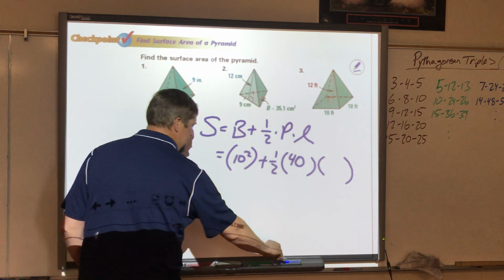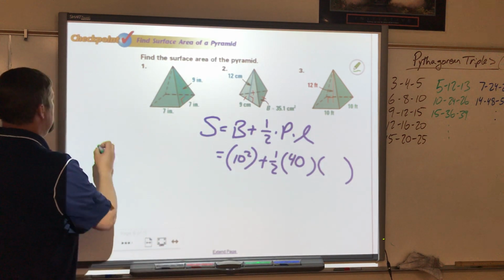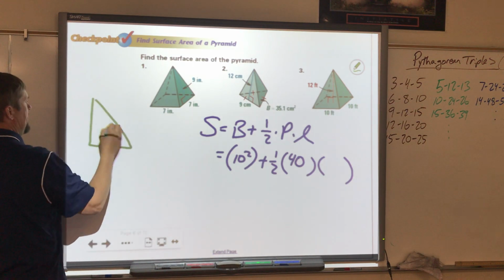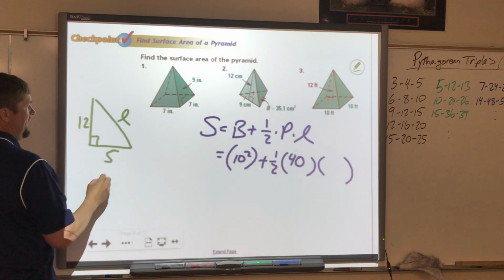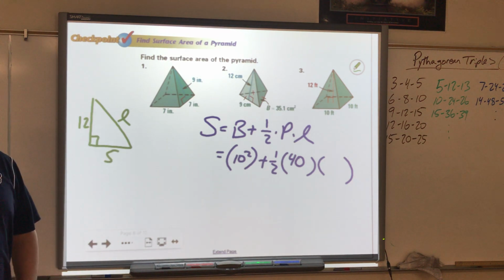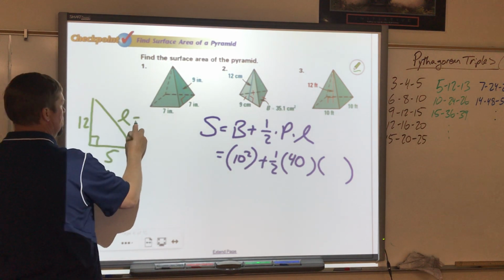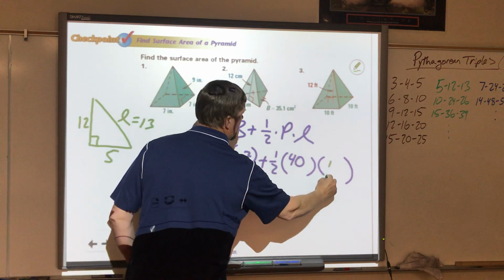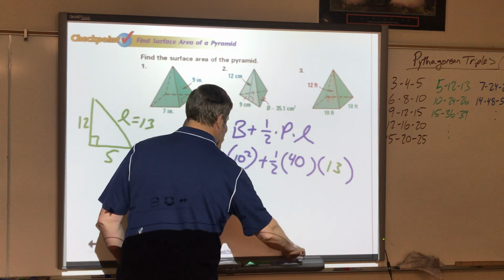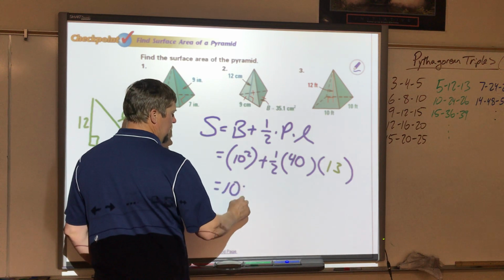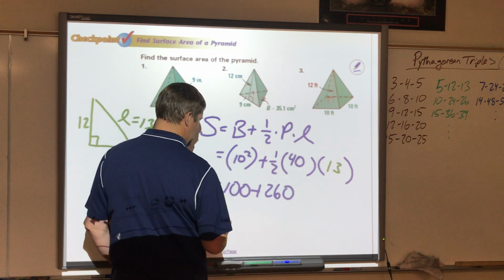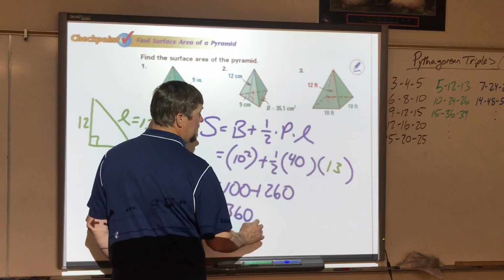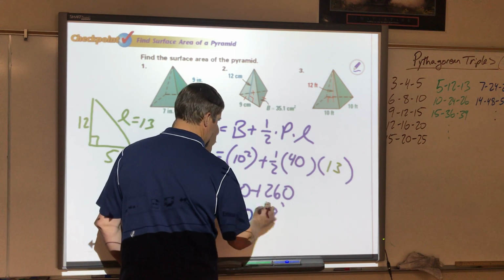Now the slant height this time we have to figure it out. We have a triangle, here's L, here's 12, here's 5, and I think if you look at the Pythagorean triples, L is 13. So we end up with 100 plus 20 times 13 is 260, or 360 feet squared.